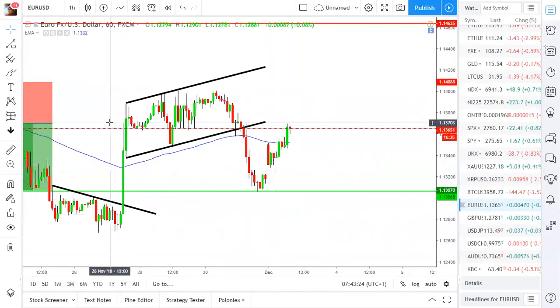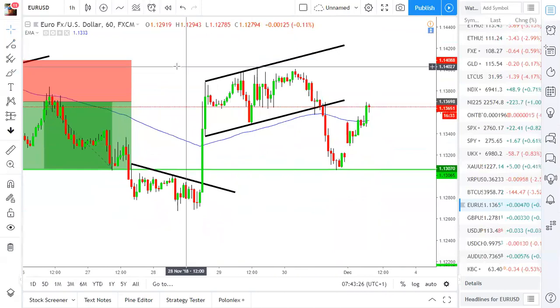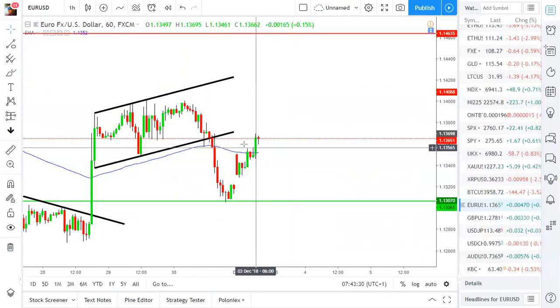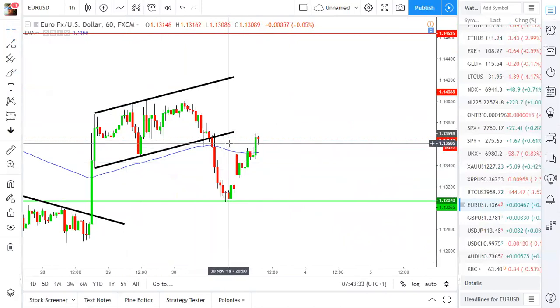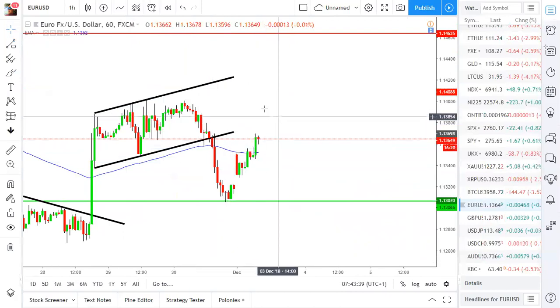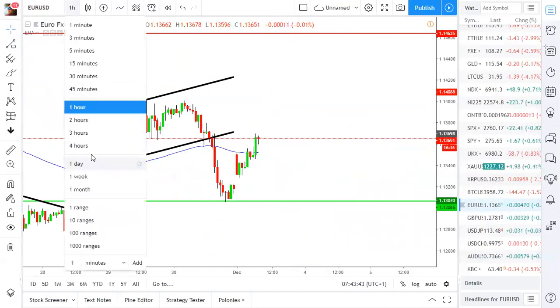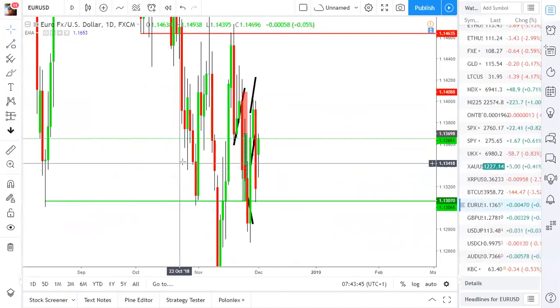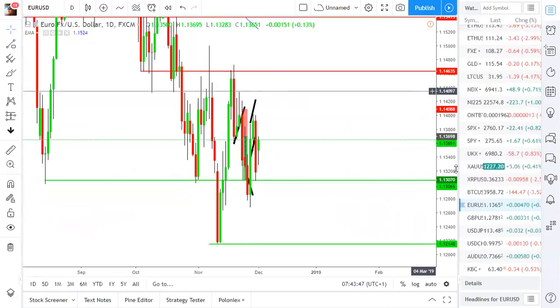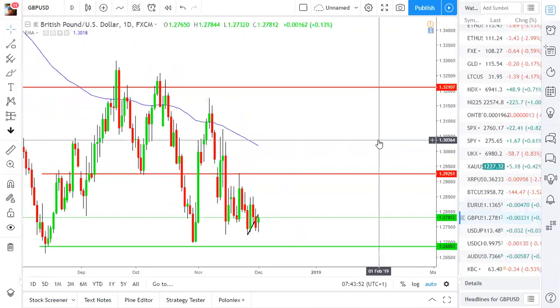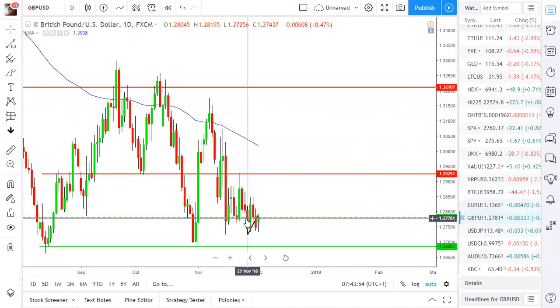So what I'll be looking for on the euro dollar is shorting opportunities. I'm going to be looking at breakout patterns. I'm going to be looking at double tops, double bottoms, whatever reveals itself to me, I'm going to take that. So that's it for the euro dollar. Those are the levels I'll be looking for. So the next currency pair is going to be the pound dollar.